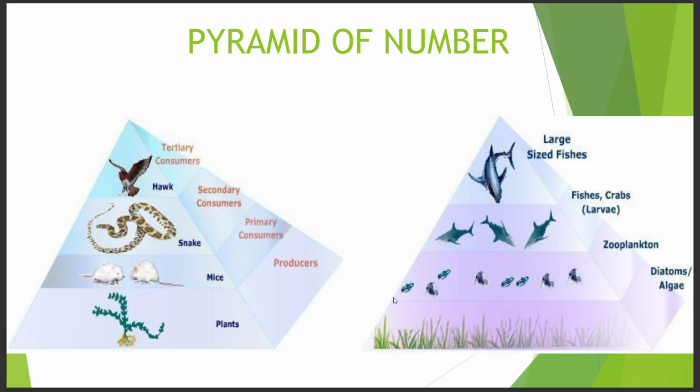Okay, starting with the upright pyramid of number. Here the number of species decreases from the lower level to the higher level. Producers will be more, primary consumers will be less, secondary consumers will be lesser than that, and the tertiary consumers will be lesser than that too. The number of producers is maximum and decreases through herbivores and carnivores.